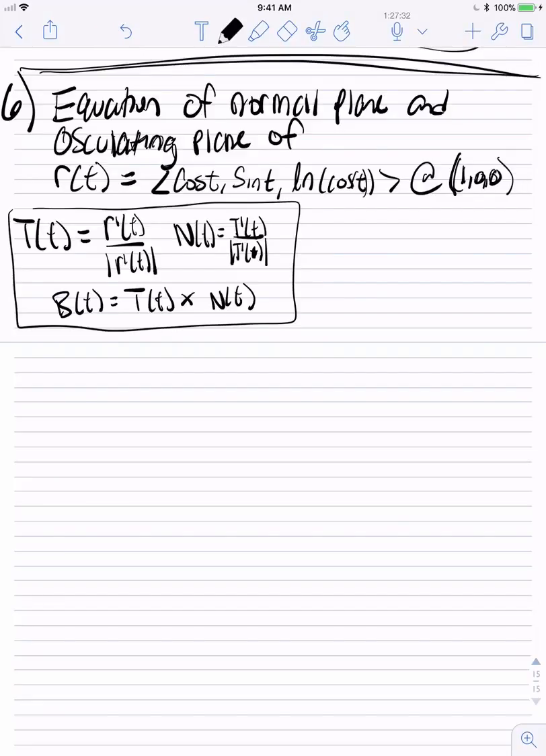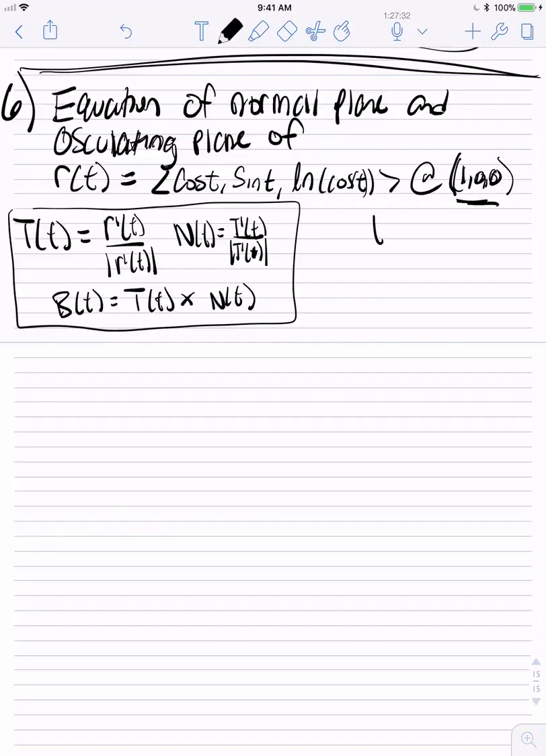So for question 6, we're going to find the equation of a normal plane and osculating plane of this position vector, cosine t, sine t, and ln of cosine t at a point 1, 0, 0. So first thing we want to do is find some sort of t value that'll satisfy this point. If we're looking at this point, 1, 0, 0, we want to find out what t value we could plug in that would give us these points.